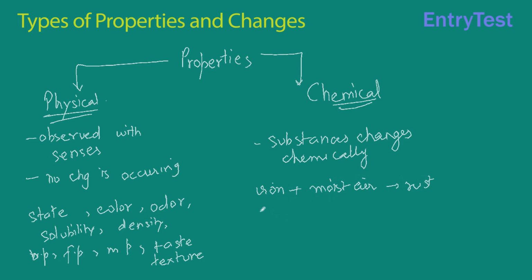On the other hand, let's take another example. Nitrogen, it does not burn. Hydrogen burns. Oxygen burns separately, but when you combine them, the resultant, which is water, that does not burn.